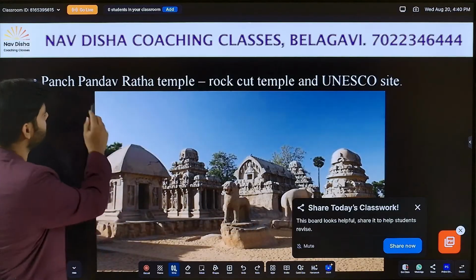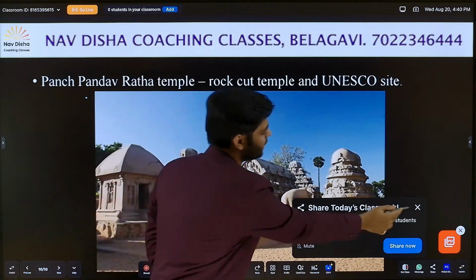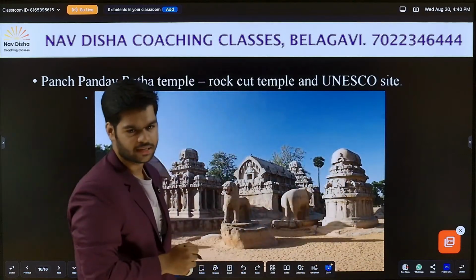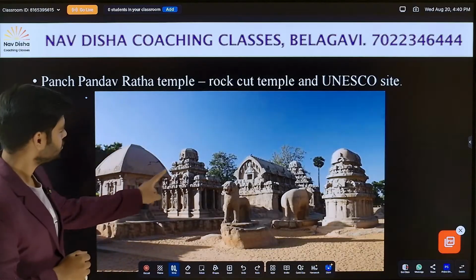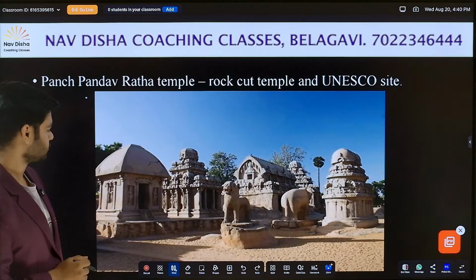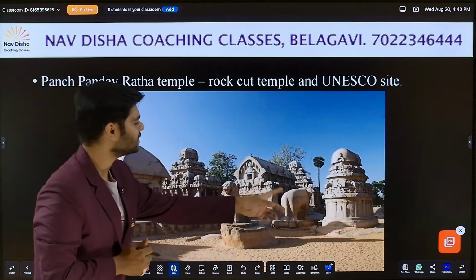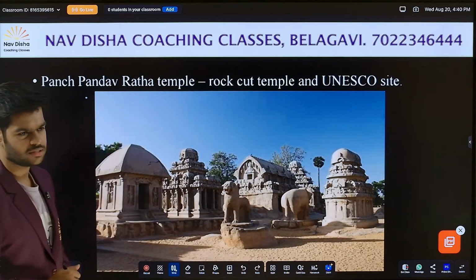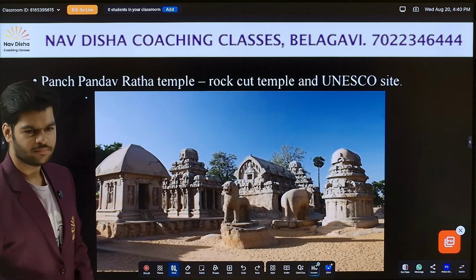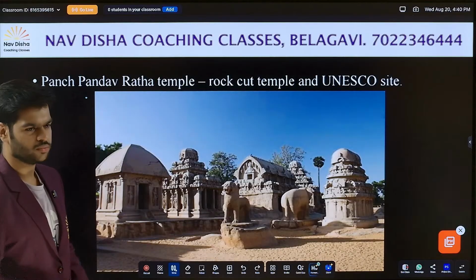Understood? So, Panch Pandav Ratha temple, it is a rock cut temple. Means it is a big rock was there. They have carved the temple in it. Understood? See, 1, 2, 3, 4 and 5. There is this elephant and lion carved in front of the temples. It is a UNESCO site maintained by UNESCO.